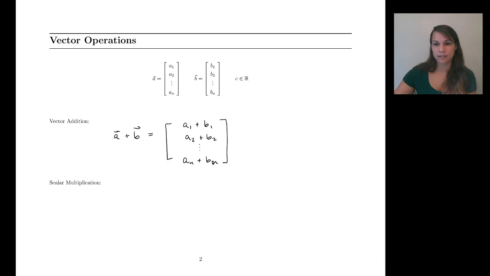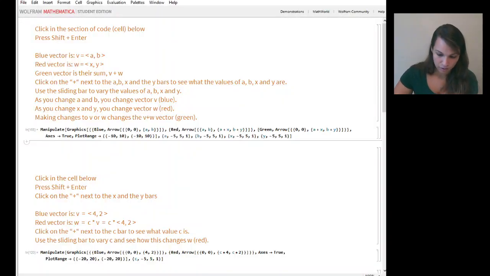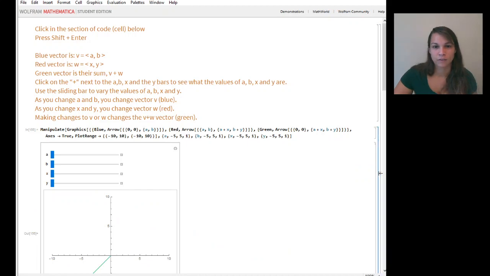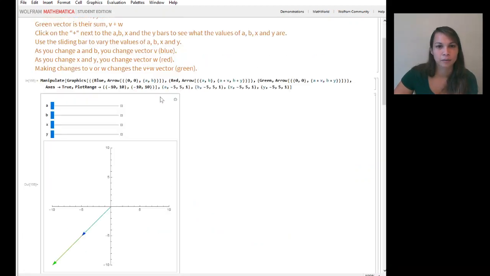And then I have some cool visualizations for you guys. Here in Mathematica, I've made it so that you can evaluate the cells yourself. I wrote some instructions, so it says click on the section of code below. It's called a cell, so that would be the code down here. And you can press Shift Enter to evaluate it, or you can right click and click Evaluate Cell. All right, and so that gives us this really cool looking plot.